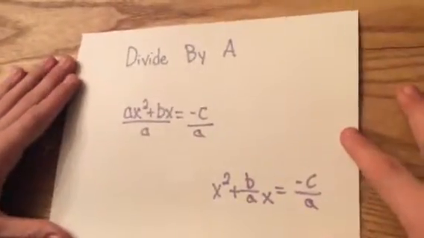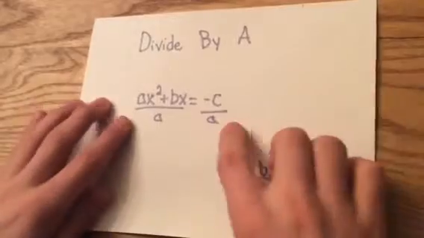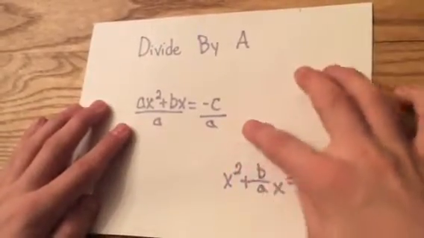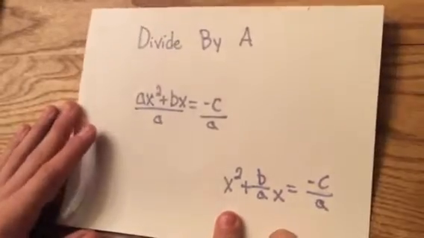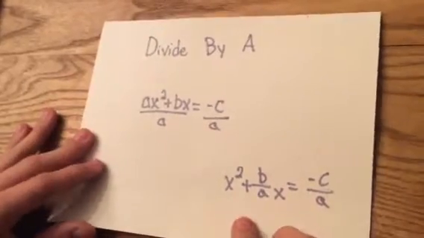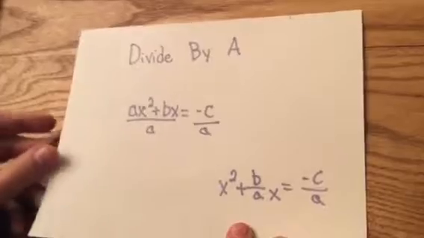Now, divide by a. Divide both sides of the equation by a. The new equation will be x squared plus b over a x equals negative c over a.